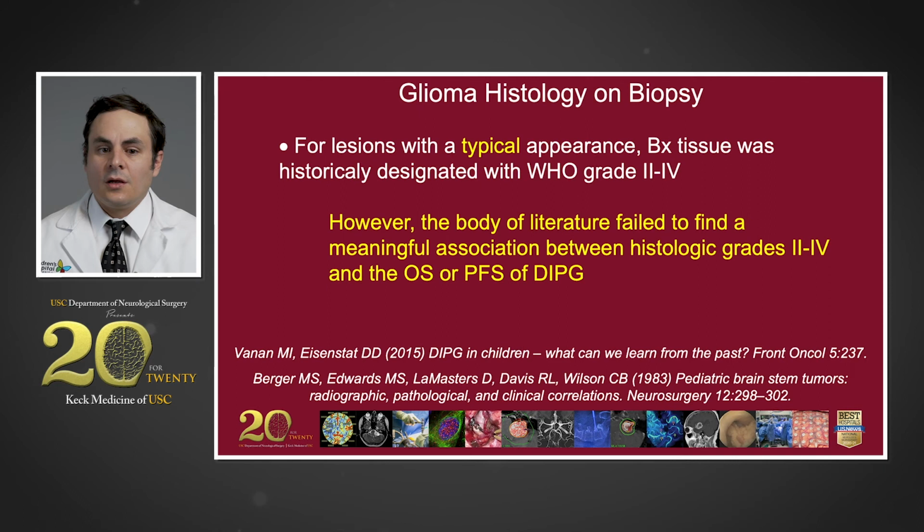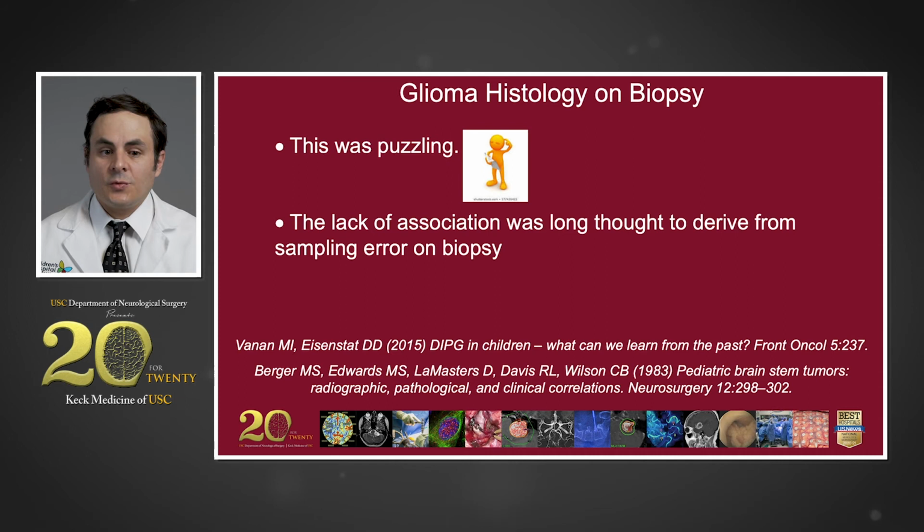For lesions with a typical appearance, biopsy of tissue was historically designated with the standard WHO grading system between 2 and 4. However, the body of literature at the time failed to find a meaningful association between histologic grades 2 through 4 and the overall survival or the progression-free survival of DIPG. This was initially puzzling for a substantial period of time, and the lack of association had many theories. It was speculated to derive from sampling error on biopsy, among other possible reasons.